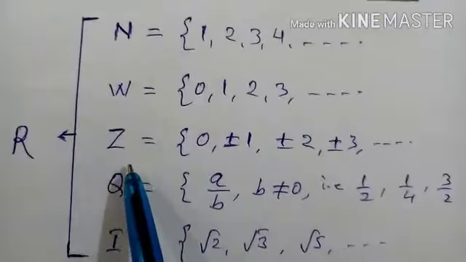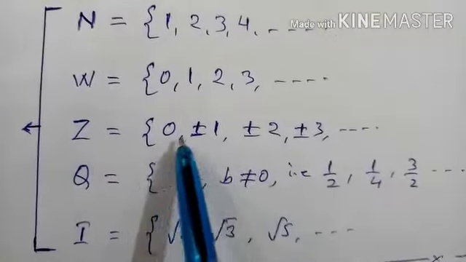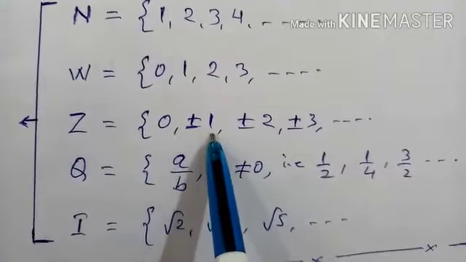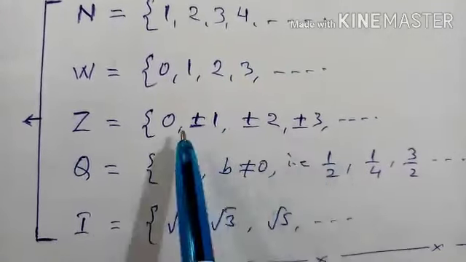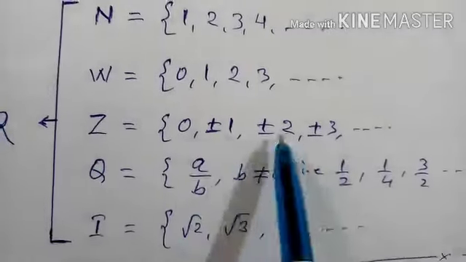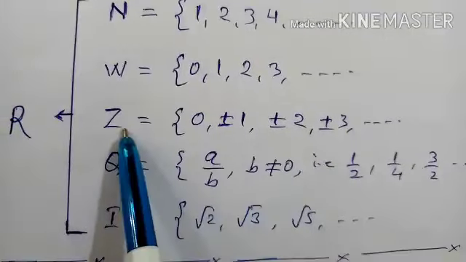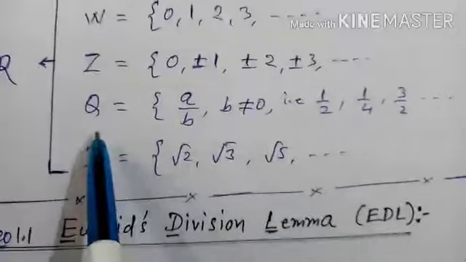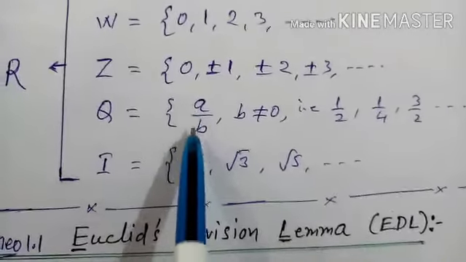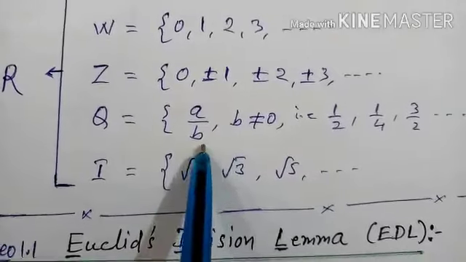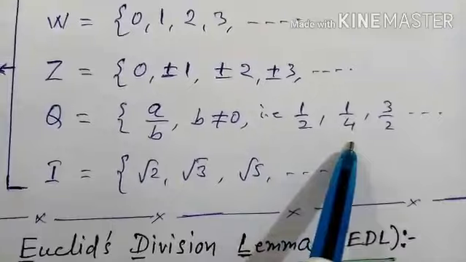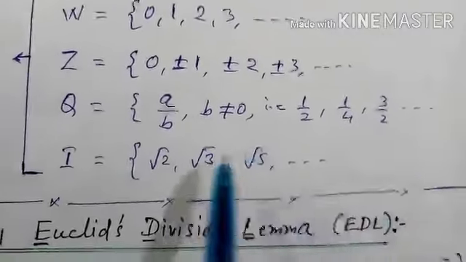After that, integers, including plus and minus both numbers: plus minus 1, plus minus 2, plus minus 3, 0 also. So negative and positive, all such numbers are integers. After that, rational numbers, which are in the form of a by b, where the denominator b is not equal to 0. For example 1 by 2, 1 by 4, 3 by 2 and so on.